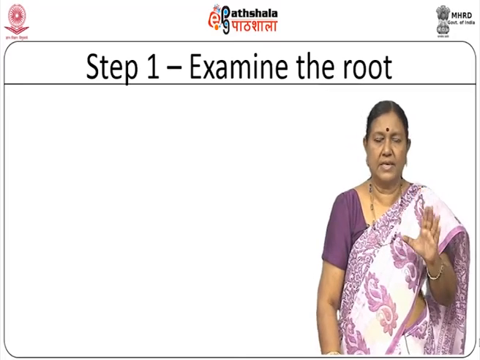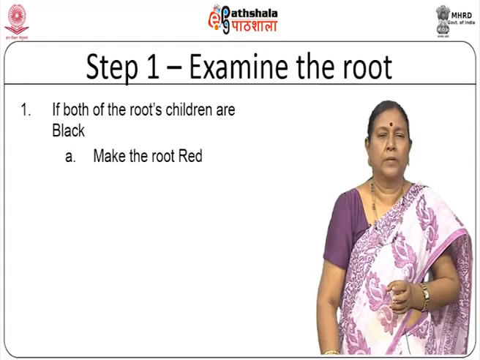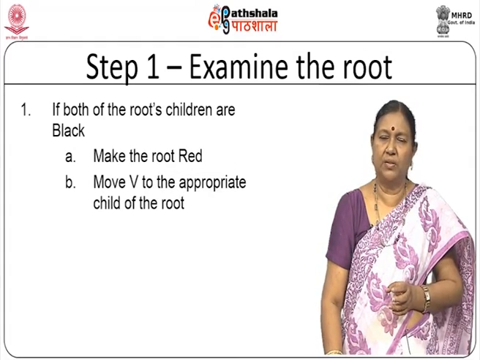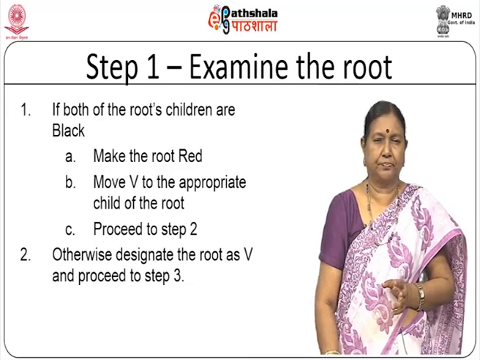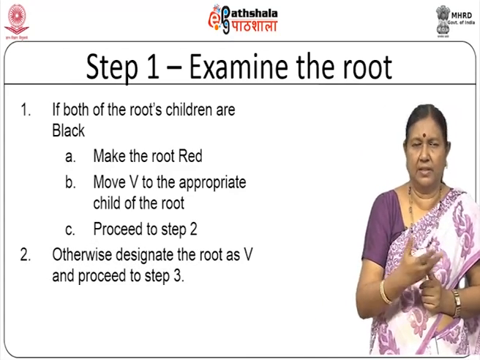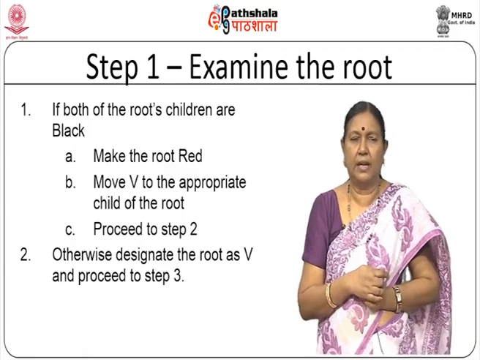Let us take the first step: examine the root. If both the root's children are black, make the root red, move U to the appropriate child of the root, and proceed to step 2. Otherwise, designate the root as U and proceed to step 3.